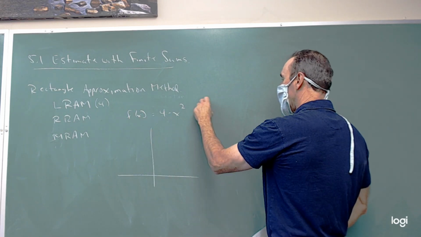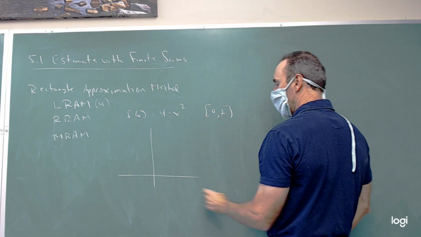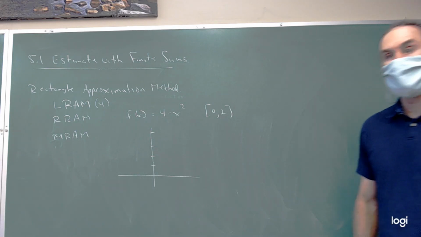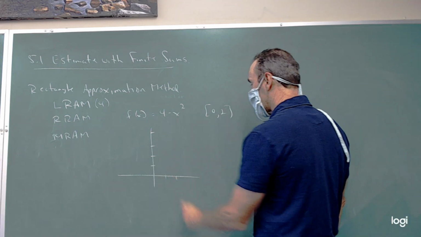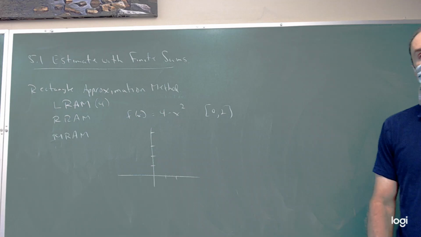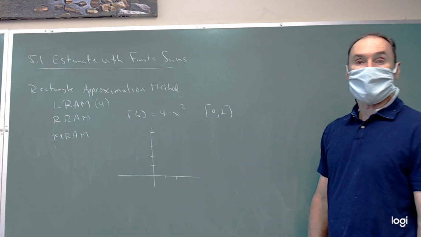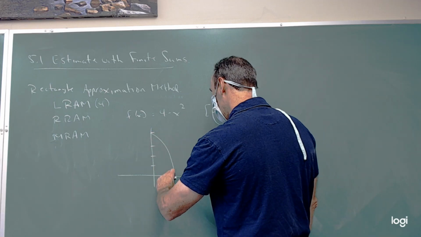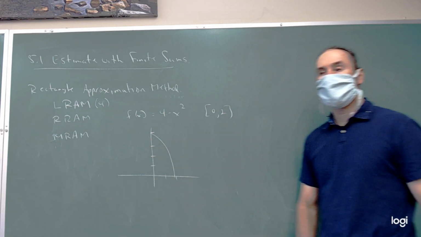So we'll look at that interval from 0 to 2 to make our life easy and simple. So we know that this is a parabola that opens down. It's got a y-intercept at (0, 4). It's going to cross the x-axis at 2. So we're talking about right there.